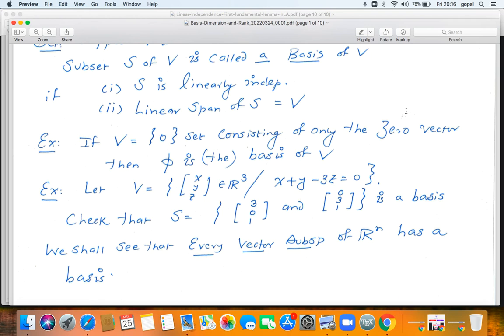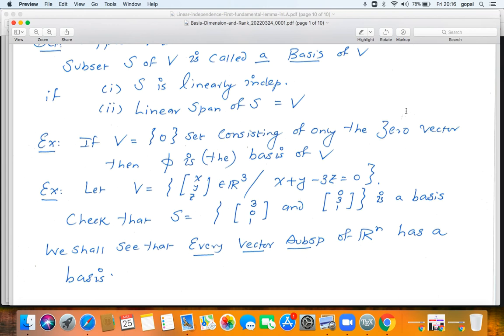Another example of a vector space is the vector space consisting of the zero vector alone. Take the singleton consisting of only the zero vector. What is its basis? The empty set. The empty set is linearly independent and the linear span of the empty set is 0. So the zero vector space has a basis, namely the empty set. Two examples are given to you.